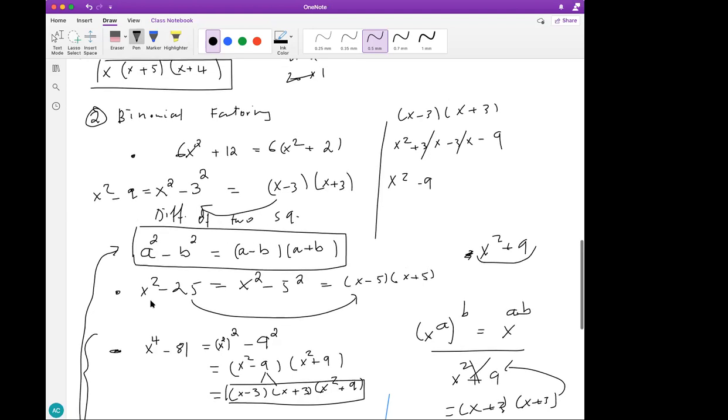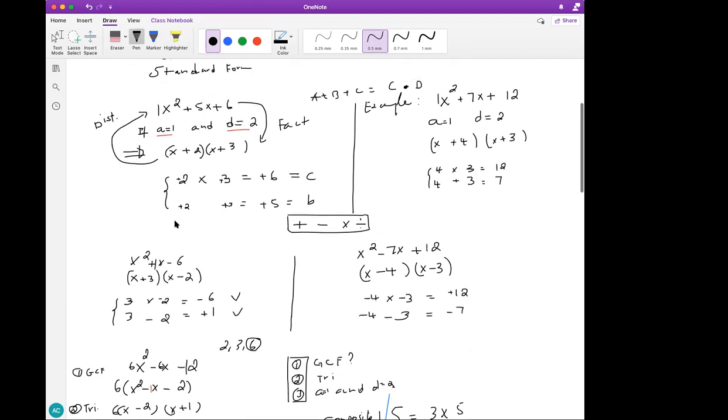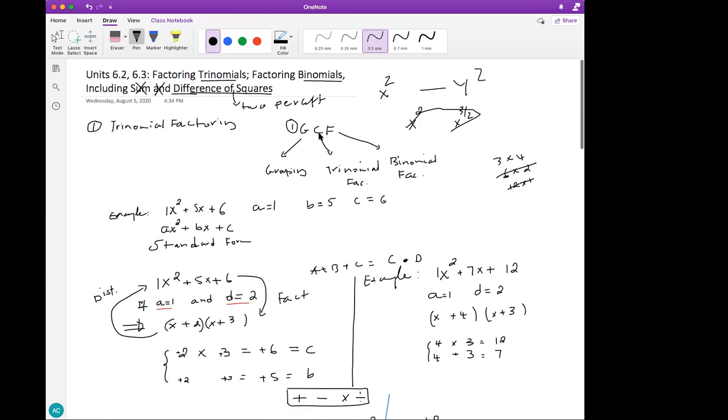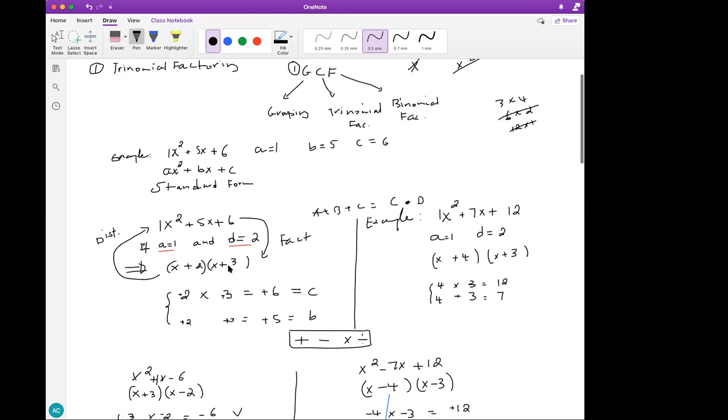This is nothing too bad here. Binomial, you use this right away. Trinomial, attempt GCF first. If not, check for A and D, and then use the parentheses.